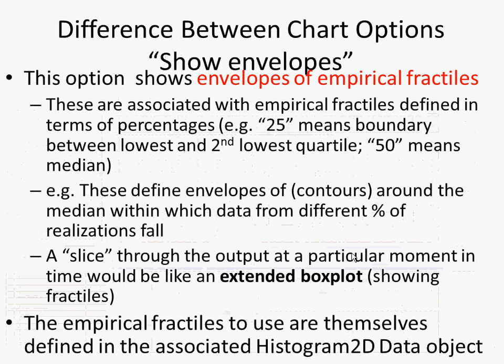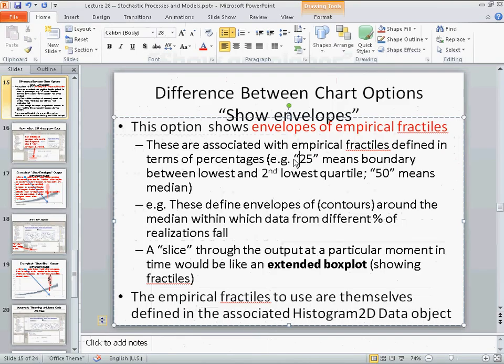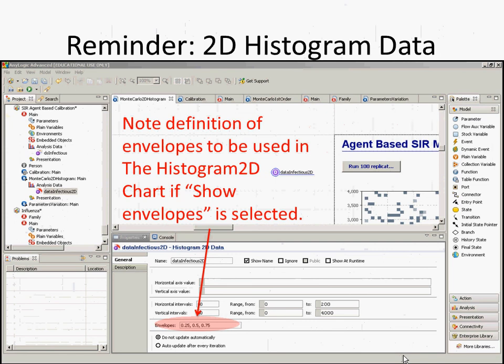And if we slice through it, we get something like a box plot. Here, what we're basically doing is summarizing how far from the median different fractions of the entire data set fell. So if you look at the data set infectious 2D, this thing I glossed over before stands out. We have these envelopes, and here it says 0.25, 0.5, and 0.75. When I said this should really say 0.25, this should really say 0.5 to be consistent with that. So here we're saying one envelope should be marked at 0.25, another at 0.5, another at 0.75, so that we can find what fraction fall within those categories. And this is the sort of thing that we'll see.